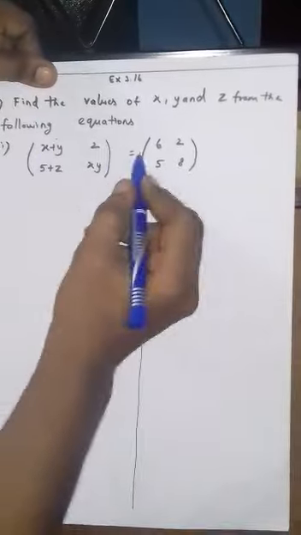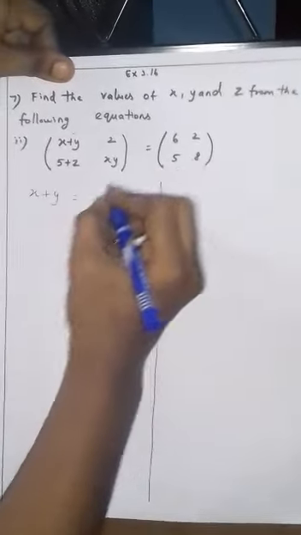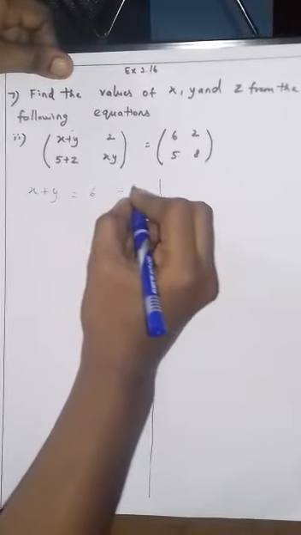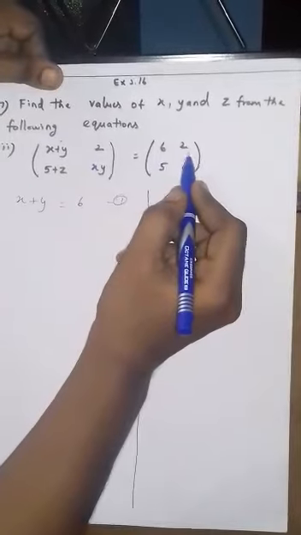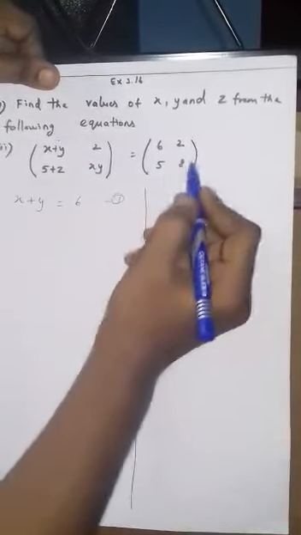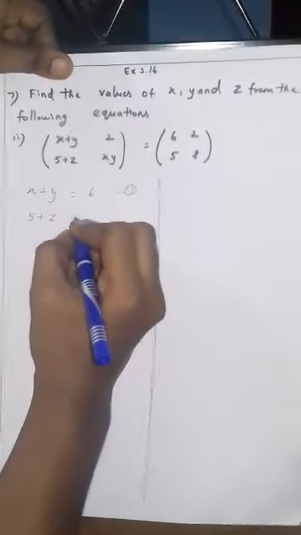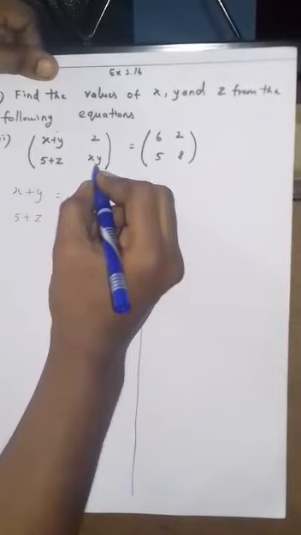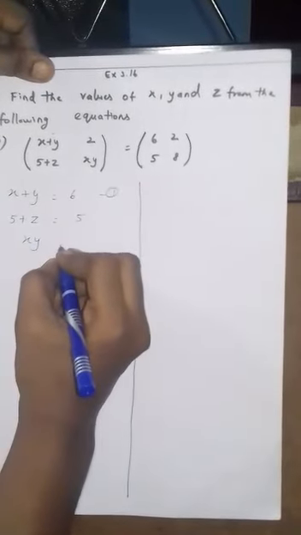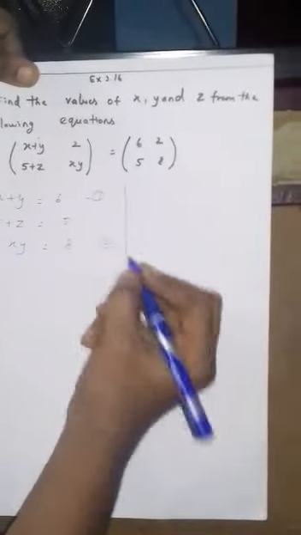So the first one: the corresponding element x plus y is equal to 6. We call this the first equation. The next one is the corresponding element 2, which is also equal. The next one is 5 plus z, the corresponding element is equal to 5. The third one is xy, the corresponding element is equal to 8. What is the second equation?